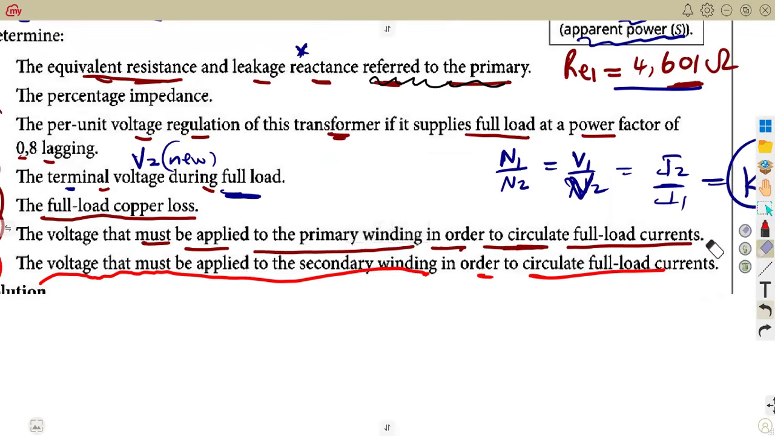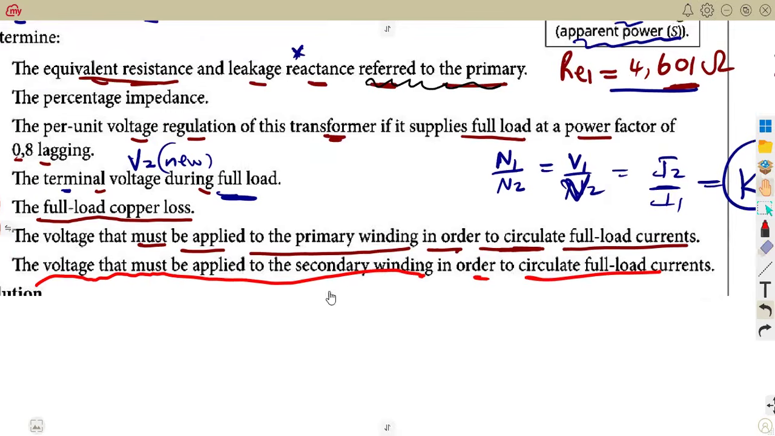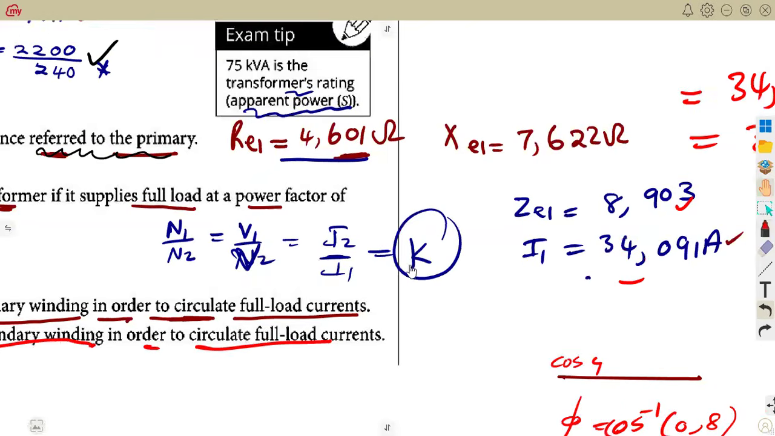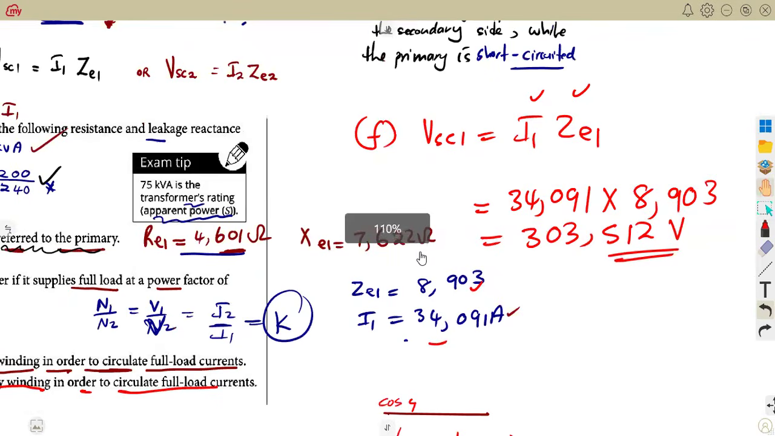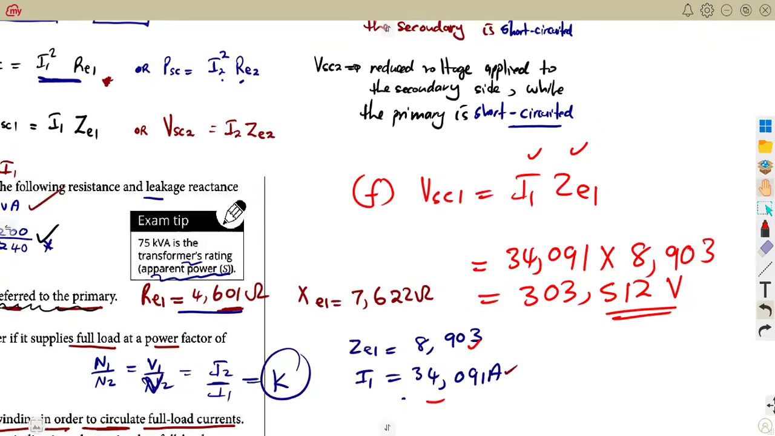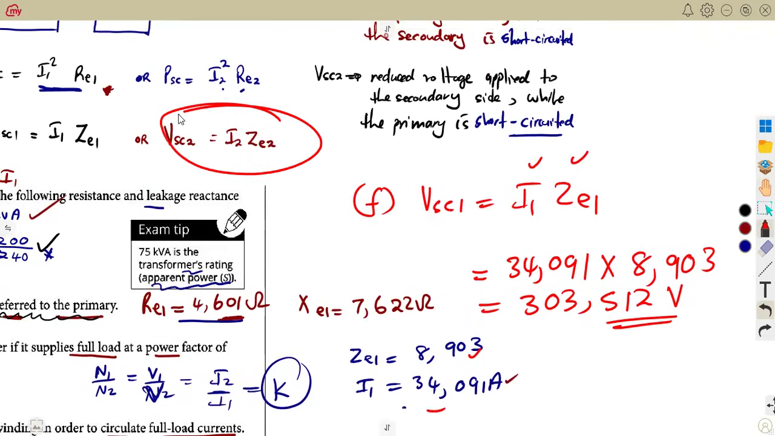We're talking of the secondary side this time. So as we saw, we can calculate also this. Let me put it this way. But now, on this one, you're going to be limited because of what? You do not have I2, you do not even have the equivalent impedance as referred to the secondary side. Those were the limitations that we had there of using this formula.